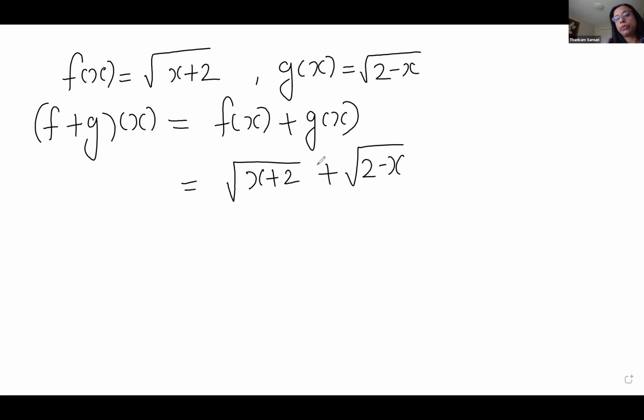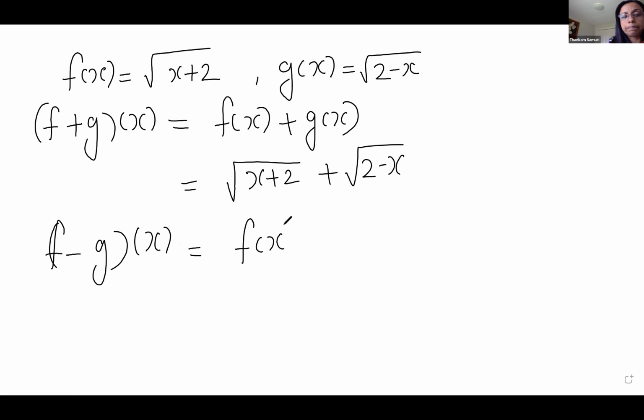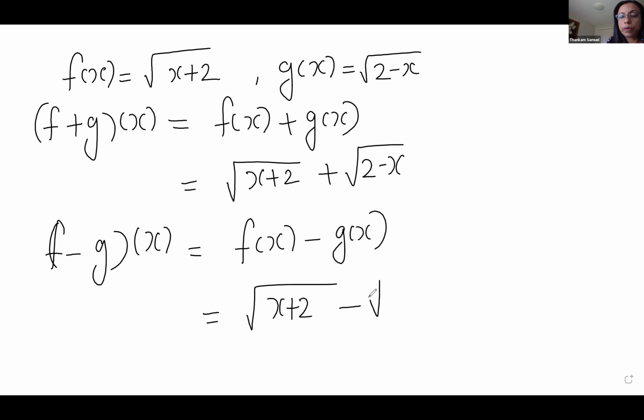Here you can see that these two functions have the same index, but the radicand, here it is x plus 2, here it is 2 minus x. So they are not like. So we can keep the answer like this. Then let's find f minus g of x. So that is f of x minus g of x. So square root of x plus 2 minus square root of 2 minus x.